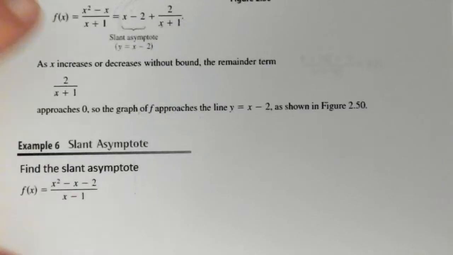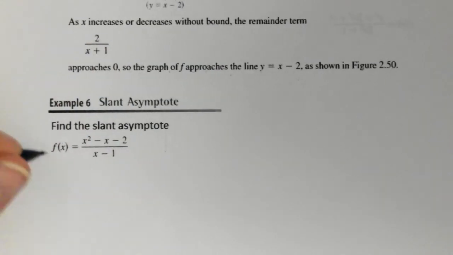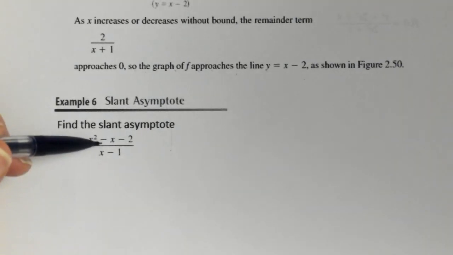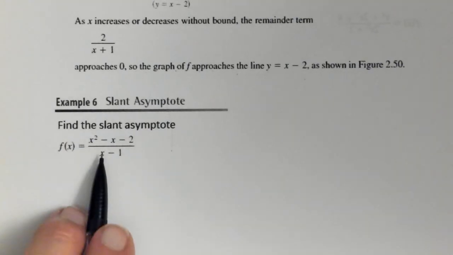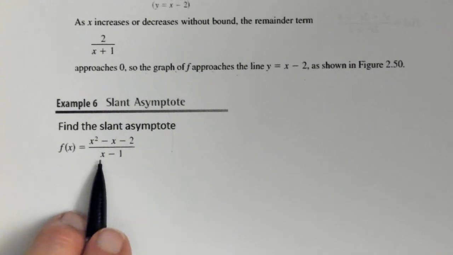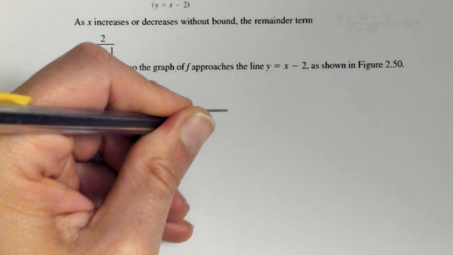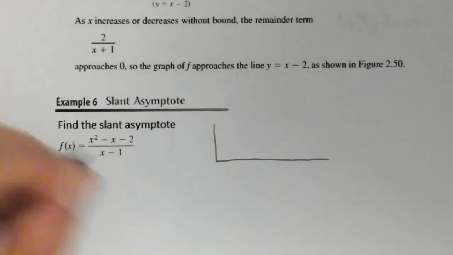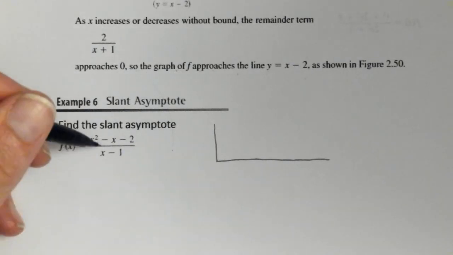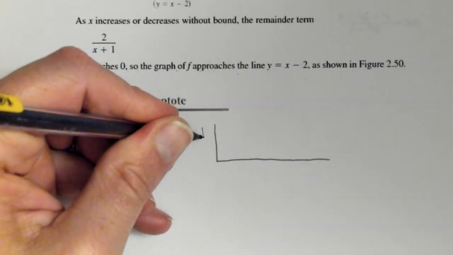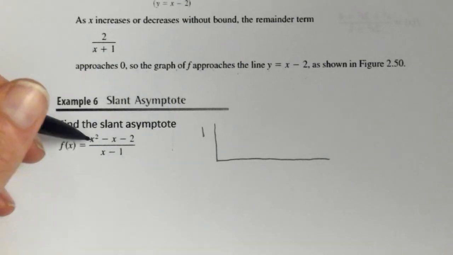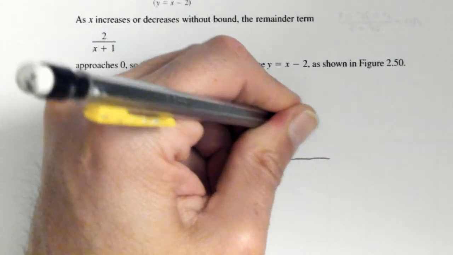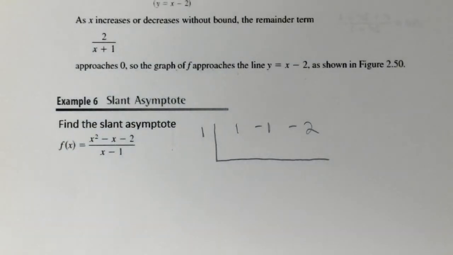Alright, so how do we actually do one of these problems? We want to find the slant asymptote for this particular function. So what do I need to do? I need to divide this out. In this case, since I have x minus 1, this form, I can actually use synthetic division instead of long division, and that may save me a little bit of time because it's a little faster. So I'll use 1 here, and put the coefficients of the top in there, which are 1, negative 1, and negative 2. And we're going to just divide this thing out.